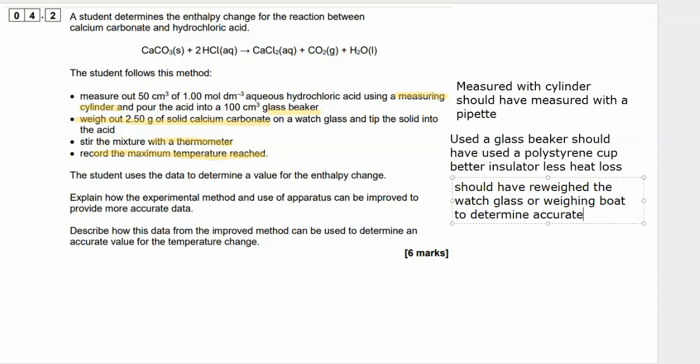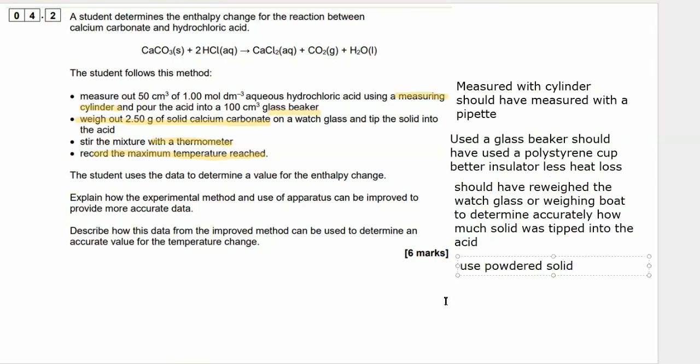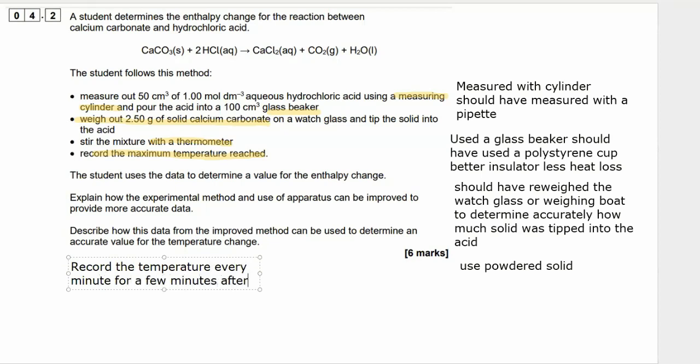Now after that, they weighed out 2.50 grams of solid calcium carbonate on a watch glass and tipped the solid in the acid. Now it's better to reweigh the watch glass after, because you'll probably find some of the solid was left on the watch glass. So reweigh and calculate the amount of solid tipped into the acid. It's also better to use powdered solid. This increases the surface area, making sure all the particles of reactant are exposed for the reaction, and you'll get a more accurate temperature change.